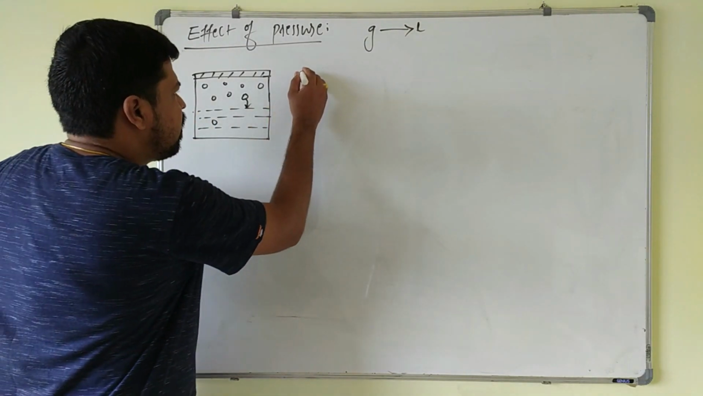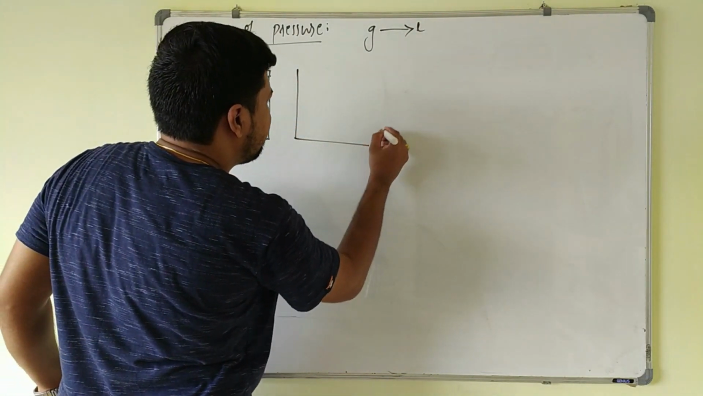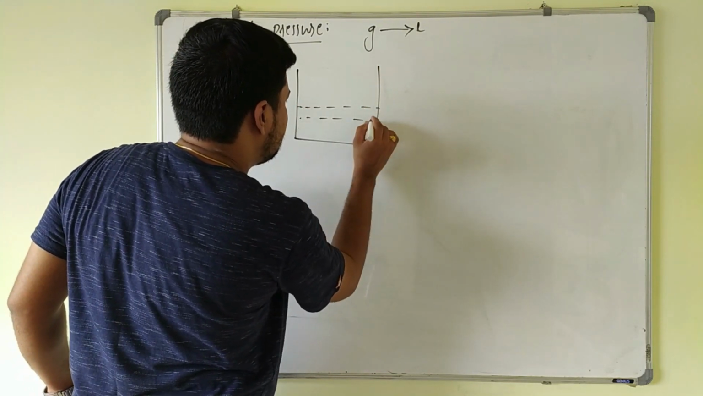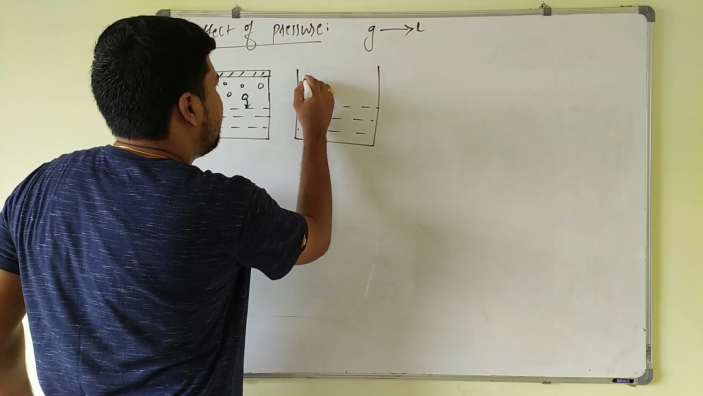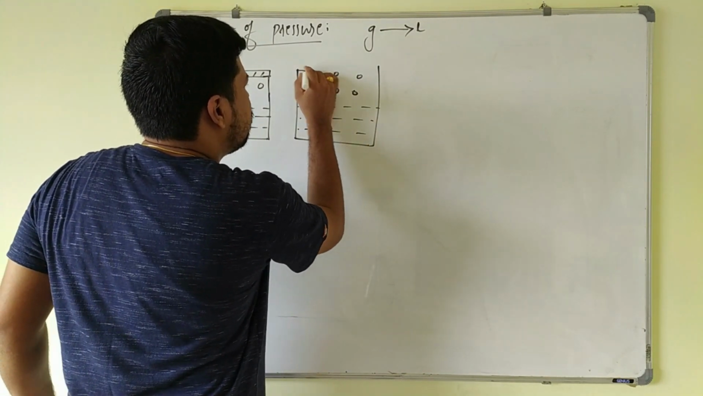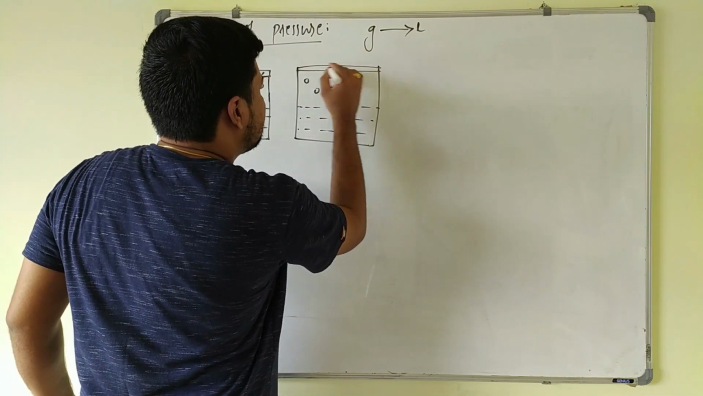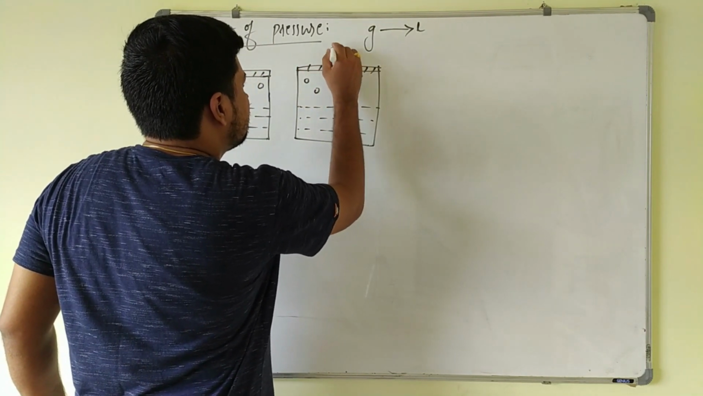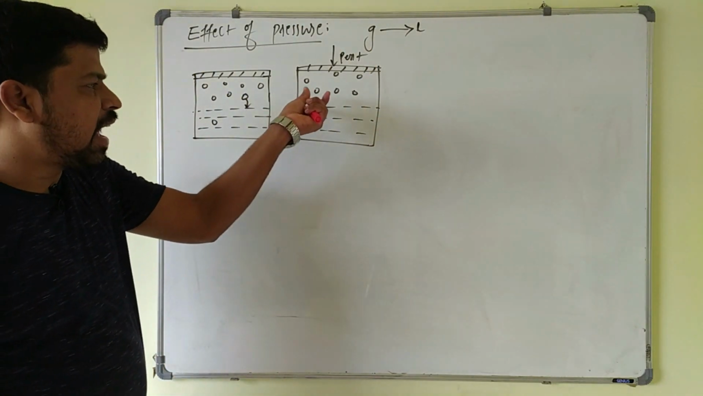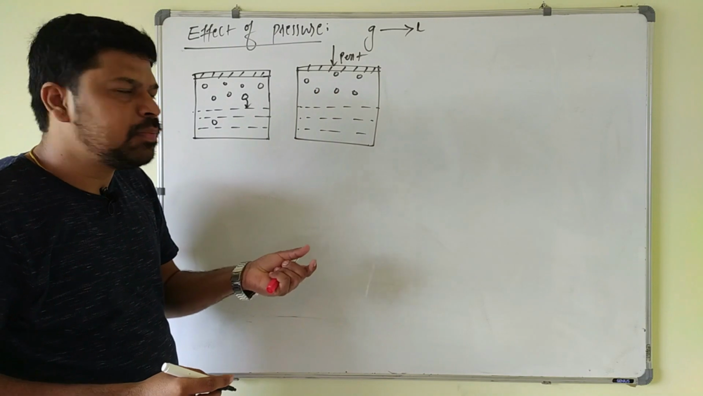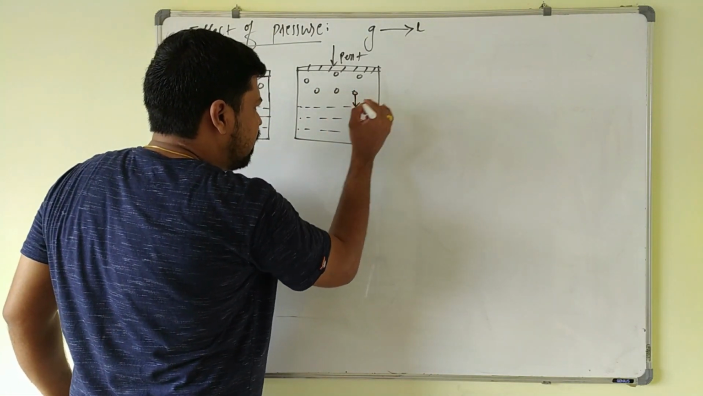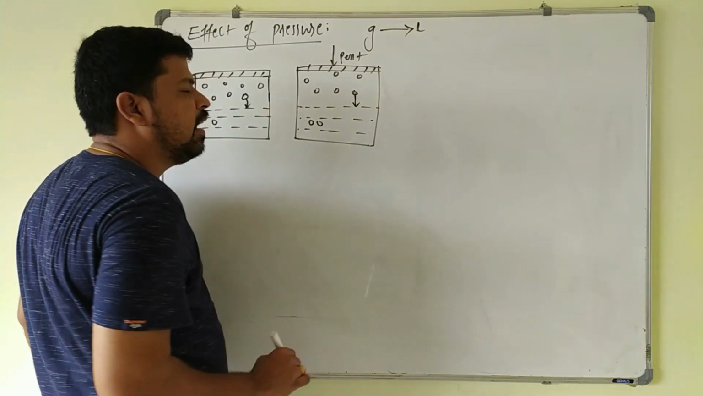Now consider the same condition in which the lower portion is filled by the liquid like this. This is your liquid, and the upper portion is filled by the gas here. Now if an external pressure is applied on the gas by moving the piston down, the pressure on the gas increases. Pressure on the gas increasing means more gaseous particles will strike the surface of the liquid and enter into the liquid here.